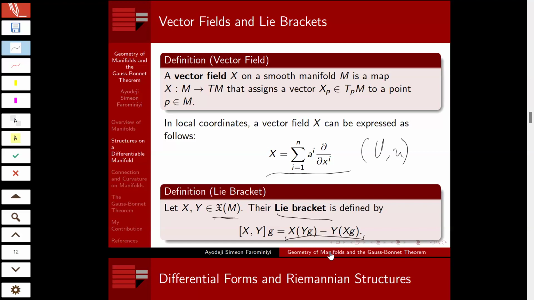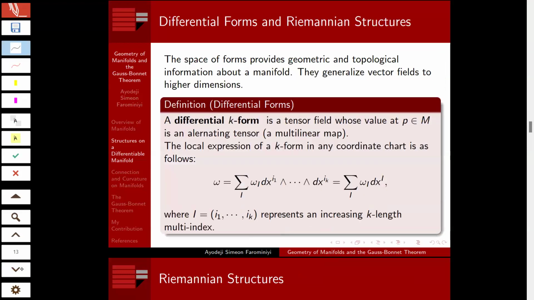After talking about this, we can now look at another structure on differentiable manifolds, which are the differential forms. The space of forms provides geometric and topological information about the manifold, such as the orientation, volume, and so on and so forth. They simply generalize vector fields to higher dimension. They bridge the gap between geometric concepts and analytical techniques, and in fact, they allow for integration of geometric quantities over manifolds.